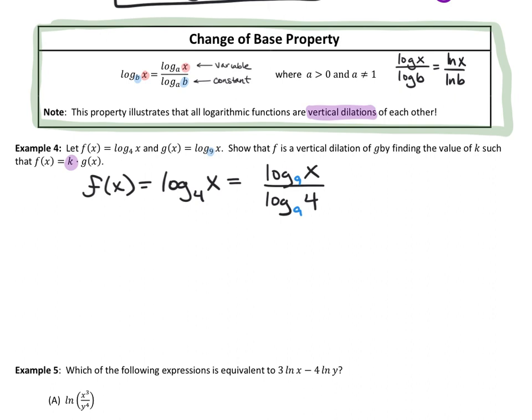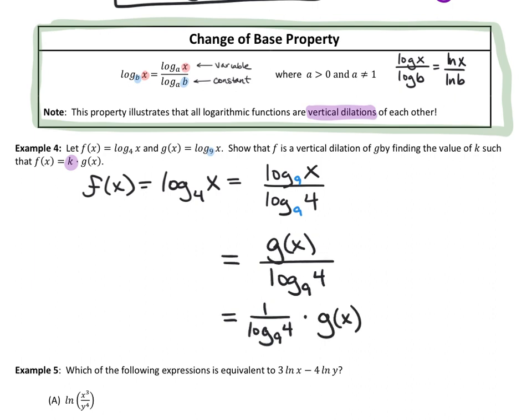Now that I've done that, this top thing should look really familiar. In our problem, this is g of x. Log base 9 of x, log base 9 of x. So I can rewrite the top as just plain g of x. Do we follow? Okay. Now right now it doesn't really look like I'm multiplying g of x by a constant until I use some fraction rules to split this apart. Something in a denominator is the same as 1 over that something. So this is 1 over log base 9 of 4 multiplied by g of x.